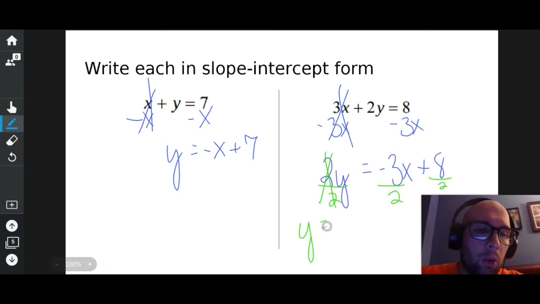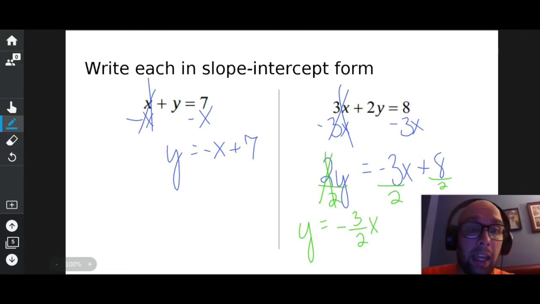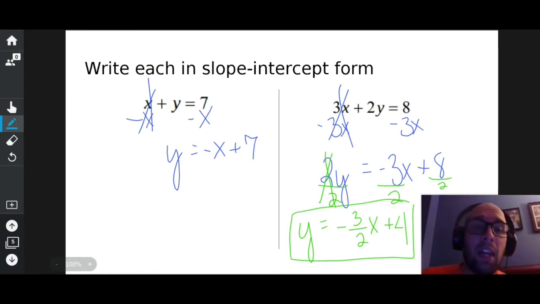Y equals negative 3 over 2 is going to be negative 3 over 2. If you can simplify it, simplify it. But if you can't, keep it improper. Don't turn it into negative 1.5. Don't do it. X comes along for the ride. And then 8 divided by 2 is 4. Now it's in slope-intercept form. I can look at that and say the slope is the number in front of x, which is negative 3 over 2, and the y-intercept is 4.